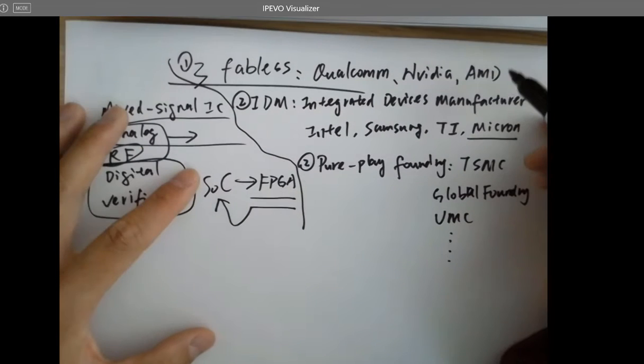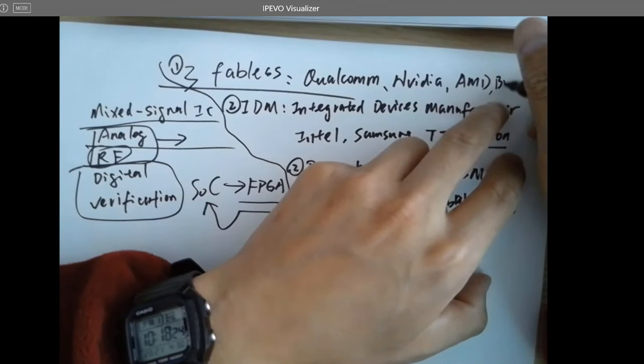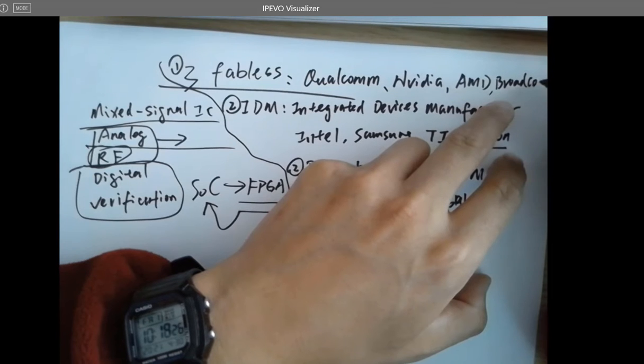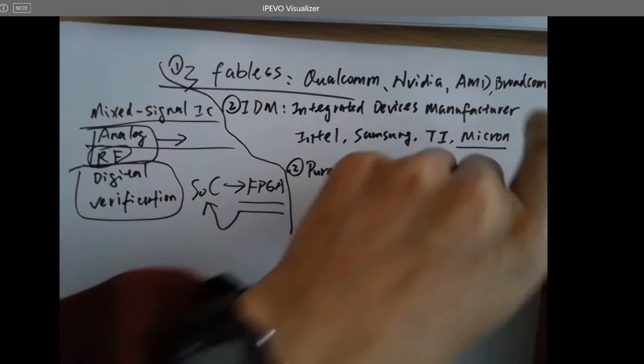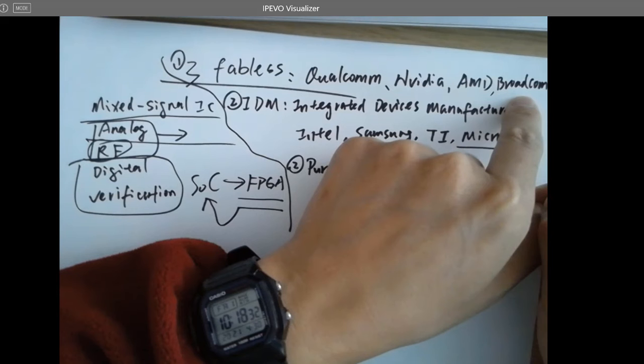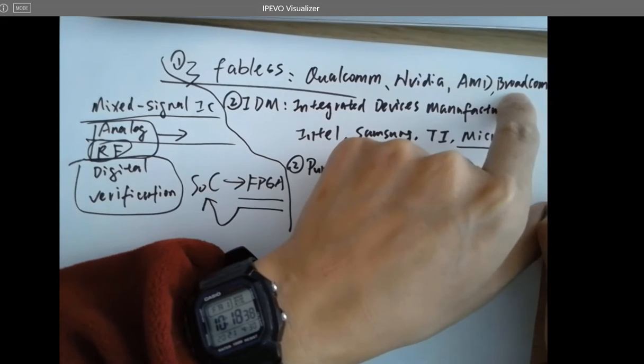There are so many others, like Broadcom. It's also a really good company. If you are looking at the CPU on the Raspberry Pi, if you have played with Raspberry Pi, it's from Broadcom.